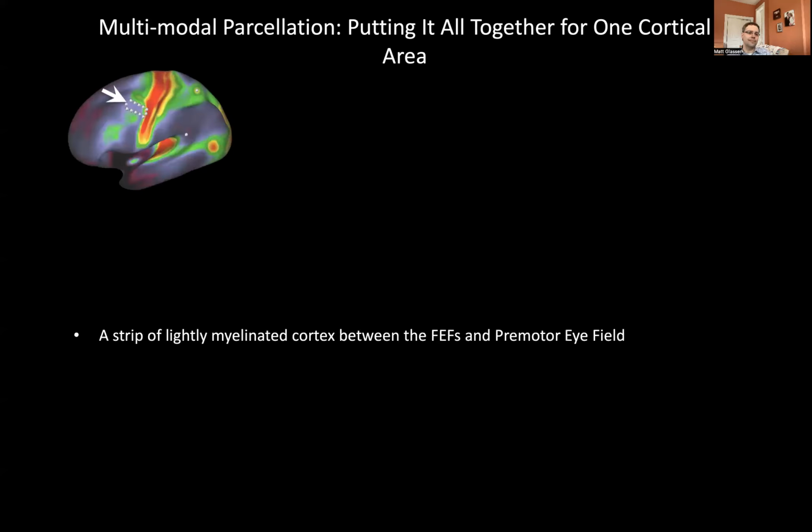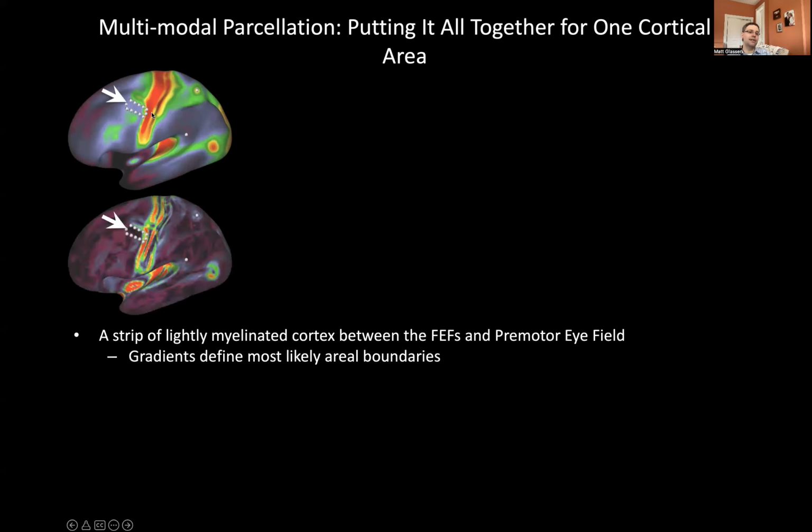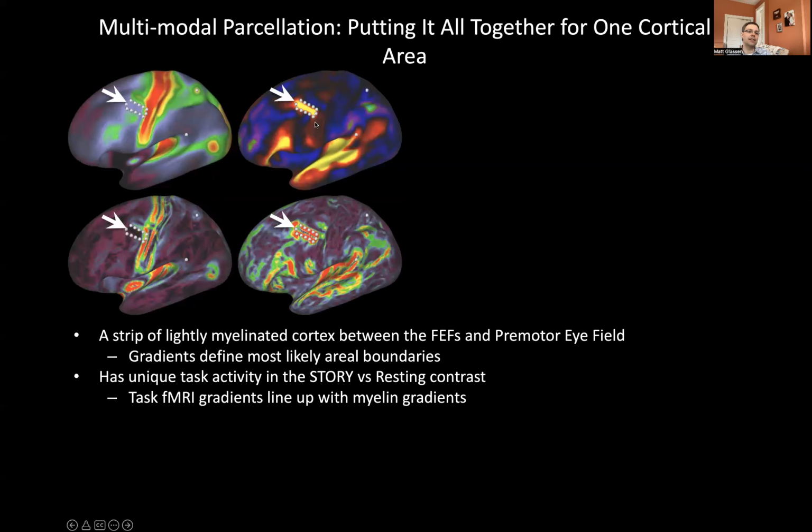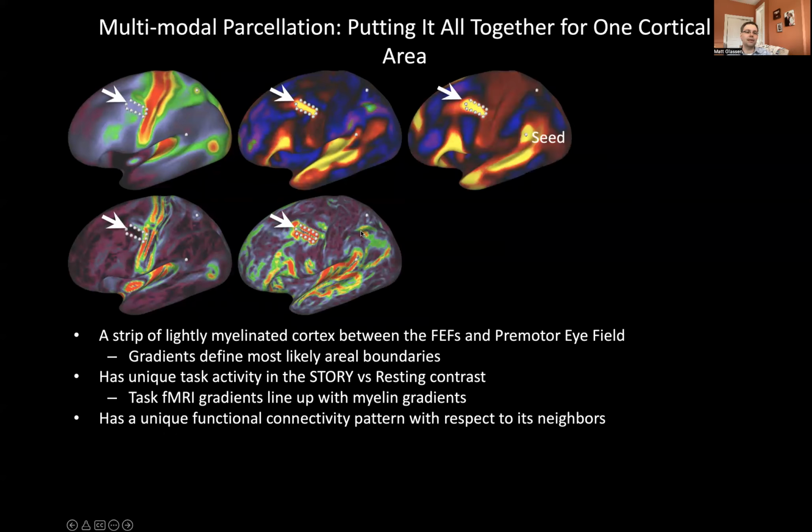So let's put all this together for one cortical area. How do we do multimodal parcellation? I'm going to focus on this strip of lightly myelinated cortex right here. We've drawn these white dots along the myelin gradients, defining the most likely areal boundaries. Then we look at another modality, listening to a story, and we find unique task activation within this particular region and not in the neighbors. We've got strong task gradients lining up with the myelin gradients.